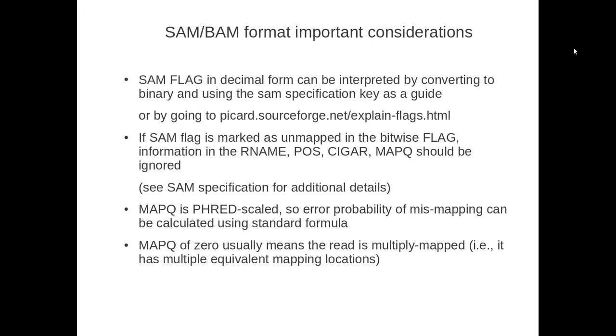One other thing I wanted to point out, which you have to read the SAM specification very carefully to get: if a read is marked as unmapped in the bitwise flag, then you can't trust or use information from these other columns. So the first thing you always do is check whether a read is mapped or not. If it's not mapped, then you can't make any assumptions about these values. In fact, these values may be misleading or nonsensical in some cases. You must first check to see whether a read is mapped or not.